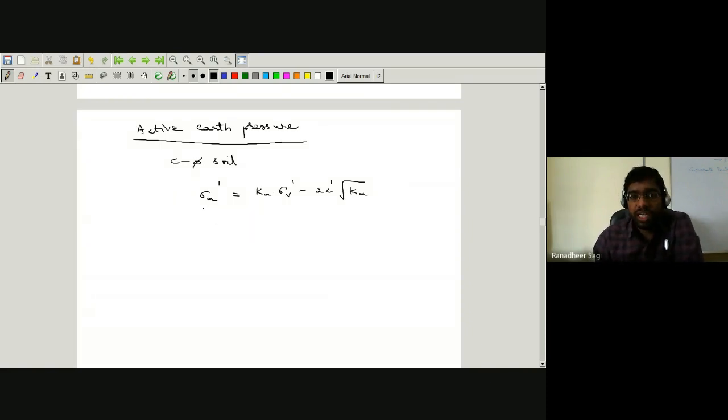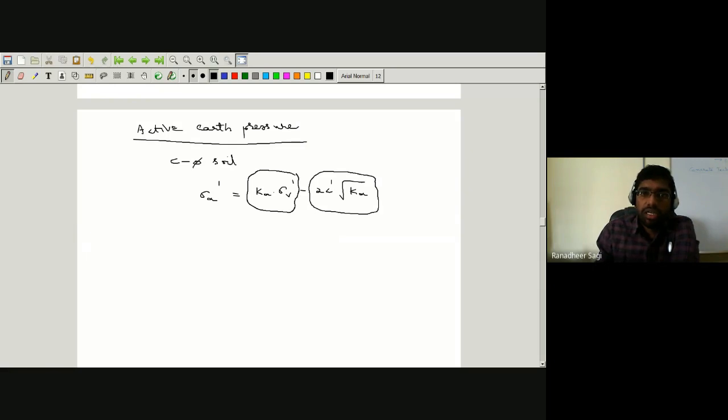Because in this particular case, we said there is a possibility that, if you look at this expression, the second term for any reason is higher than the first term. So if the second term is higher in magnitude when compared to the first term, we said the net active earth pressure, that's your sigma A dash value, is going to be a negative quantity.